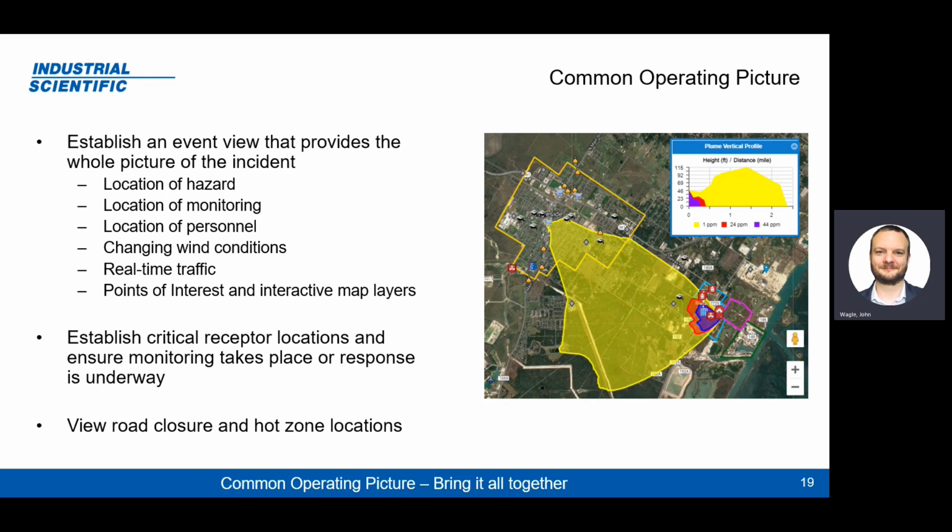SAFER also enables us to generate a common operating picture. We can establish an event view that provides an entire picture of an incident from start to finish, where the hazard is, where our monitors are, where our personnel is, including changing wind conditions, real-time traffic, and points of interest. We can then establish our critical receptor locations and ensure monitoring takes place.